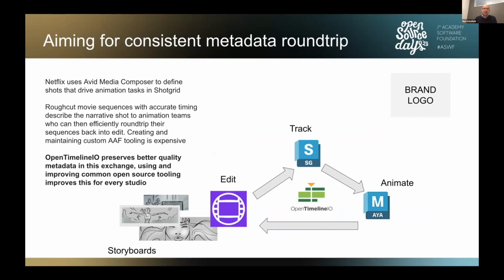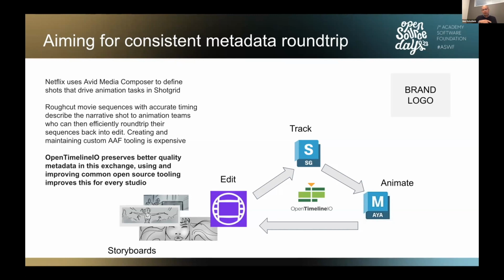But essentially, this is about how Netflix uses the editorial process to drive animation tasks. So storyboards are created, and they are then composited into a little clip, an edit clip. And that is driven into ShotGrid, and then that associates with a task for an animation team who'll take this mashup of different storyboards that have been edited into a timeline, and they'll do a piece of animation.